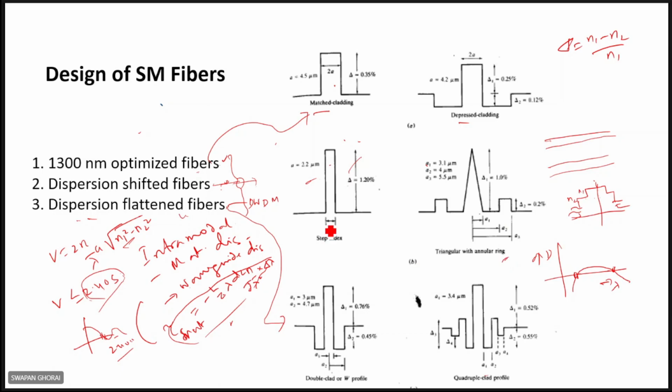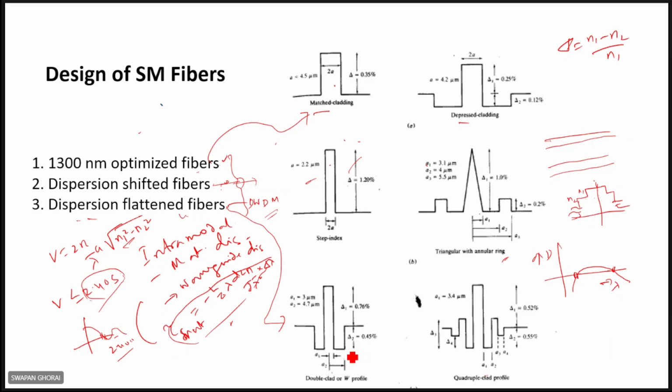There is another type of fiber based on the refractive index profile, that is the dispersion flattened fiber. I told you where dispersion will be minimum at a particular wavelength. But in the third one, the dispersion is minimum over a certain range of wavelengths, and that is useful for dense wavelength division multiplexing. So in this case, very complicated profiles are there.